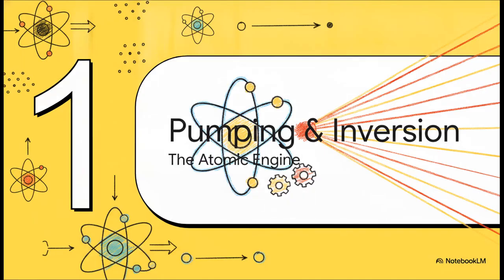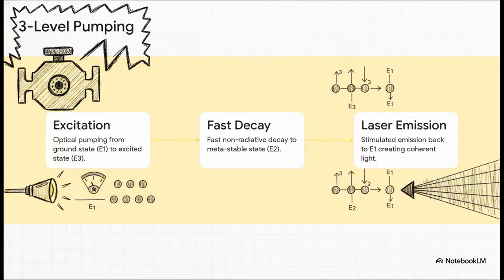Starting off with Section 1, Pumping and Population Inversion. To really get this, we have to treat the atoms in our system just like fuel in an engine. We're looking at a classic 3-level laser system here. Step 1 is the intake. We use an external energy source, like a flash lamp, to pump the atoms from their super comfortable ground state, which we'll call E1, all the way up to a short-lived excited state, E3.